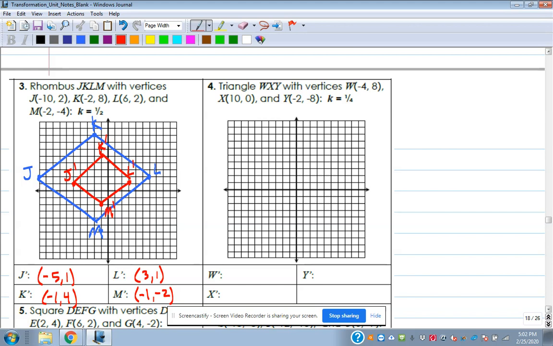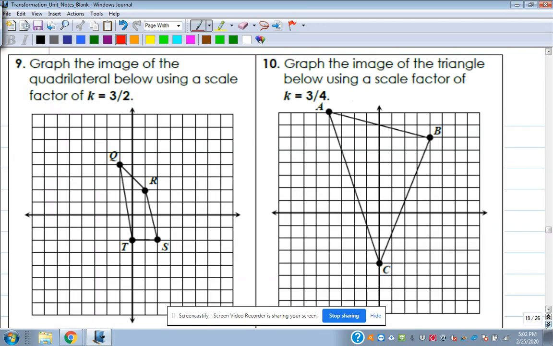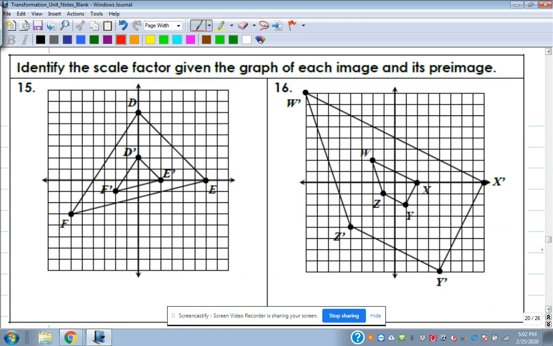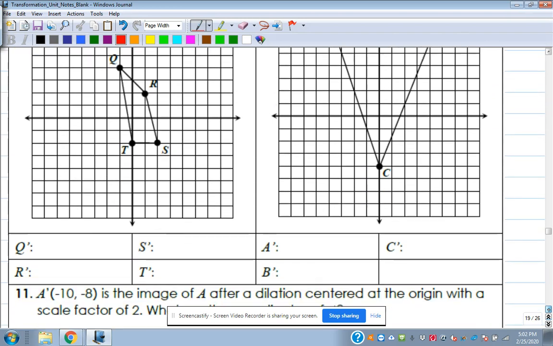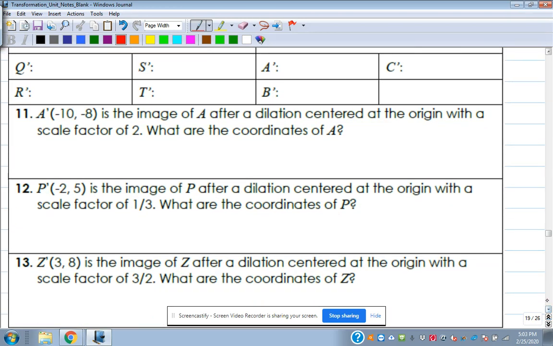All right, let's look at number 11 there. So flip over till you find number 11. Well, I skipped it there. Let me scoot back up here. It says A prime, so it's kind of a word problem idea. So no picture on this one. It says A prime is the image of A after a dilation centered at the origin with a scale factor of 2.